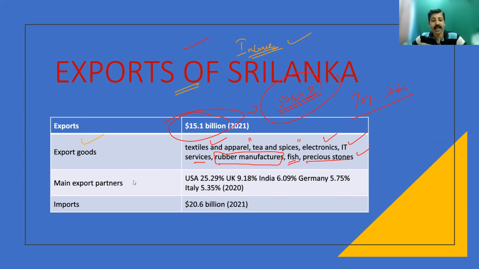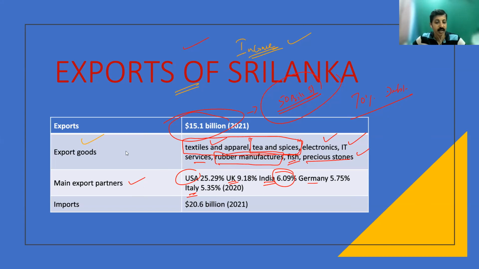Okay. And the main export partners are: US contributes 25%. Next is UK, almost 10%. India is around 6%. Germany 5.7%. Italy is 5.3%. It is clear. They are the major export partners. In this, the major exports, the first two products, are the major exports from Sri Lanka. Keep it in your mind. Garments and tea and spices, particularly garments and tea.